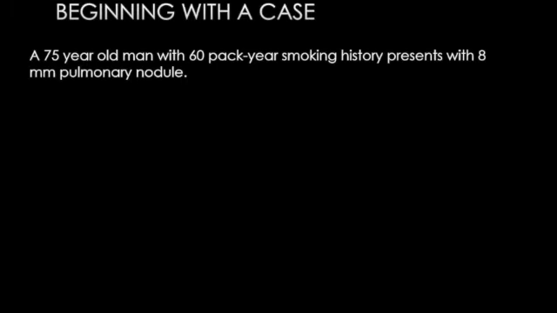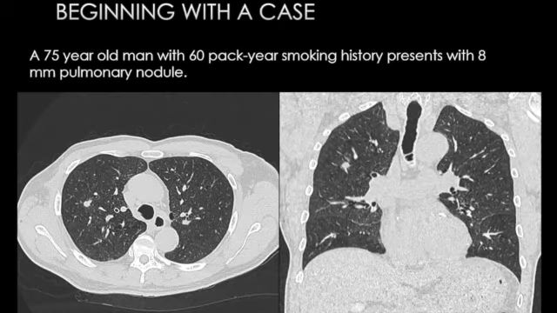Let's begin with the case. This is a 75-year-old man with a 60 pack year smoking history who presents with an 8 mm pulmonary nodule. Here we can see the axial CT image of his chest on the left of the screen and a coronal image on the right of the screen. And the pulmonary nodule is in the right upper lobe, indicated by the arrows right here.